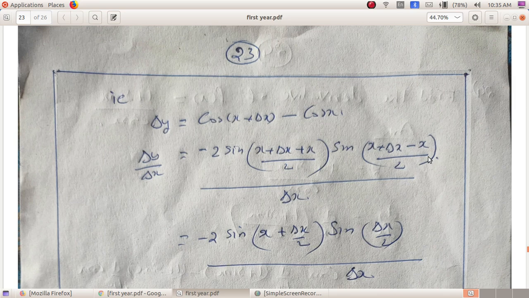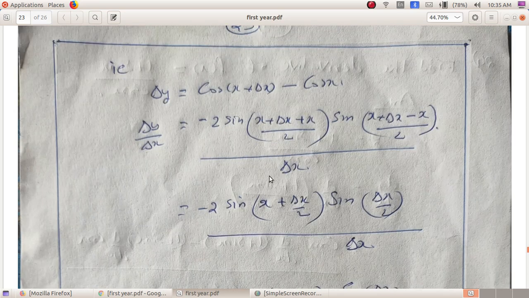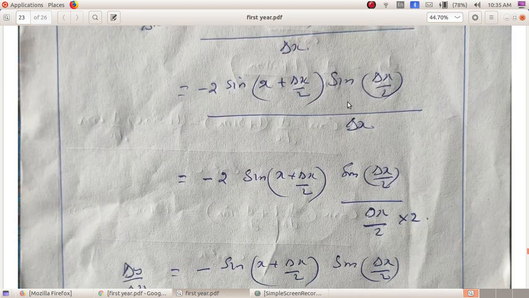Similarly, x minus x cancel, delta x by 2, whole divided by delta x. When we take delta x on both as denominator, delta y by delta x equal to, then you apply delta x here also by delta x. Then you take this delta x for only this part, that is like this, minus 2 sine x plus delta x by 2 sine delta x by 2 divided by delta x by 2 into 2.